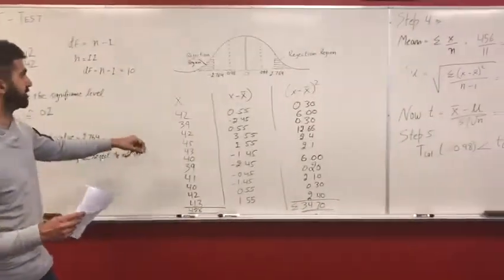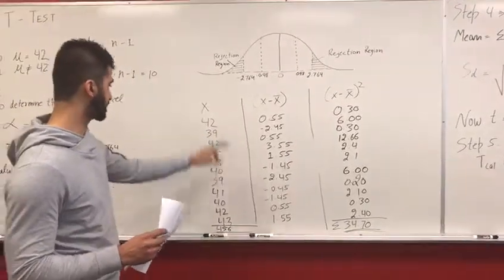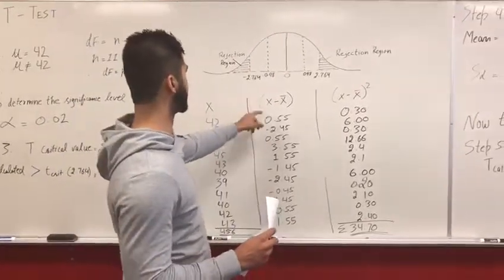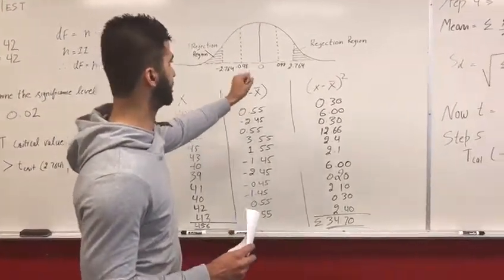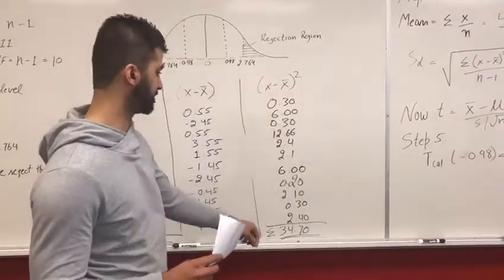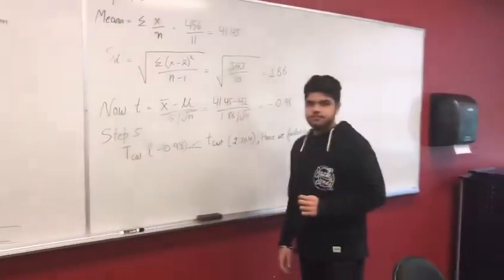And after that, we have to find the standard deviation. X is the samples, and the total is 456. And then we have to find X minus X bar. And after that, to find the standard deviation, we take X minus X bar squared. That comes to 34.70. Now I'm going to pass it to him, and he will talk about further steps.